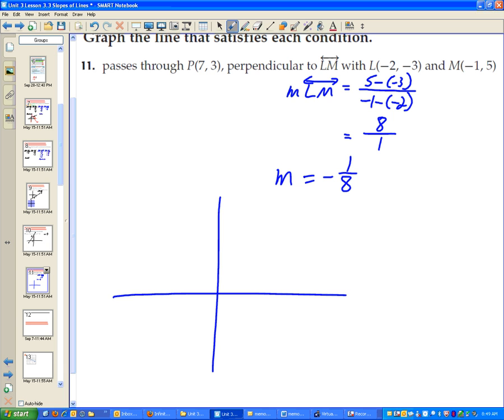So we make our coordinate plane. P is 7, 3. 1, 2, 3, 4, 5, 6, 7. 1, 2, 3. So P goes about right there. Then negative 1/8. I'm going to go 8 to the right. 1, 2, 3, 4, 5, 6, 7, 8. And then 1 up. 1 down, right? Because the slope's negative. There you go.